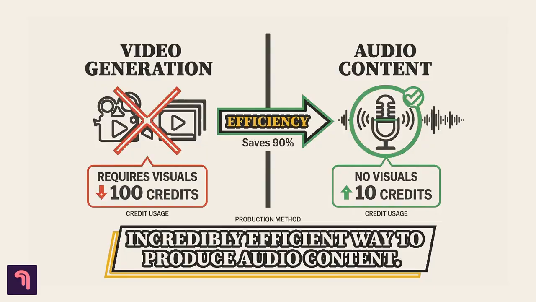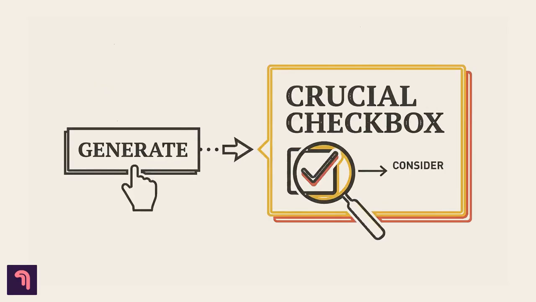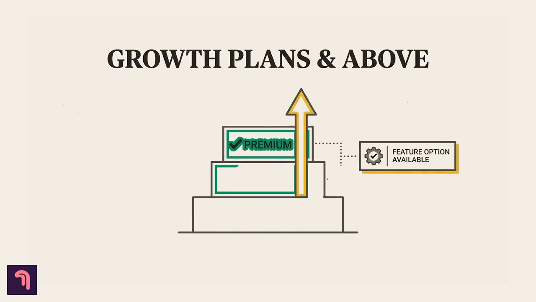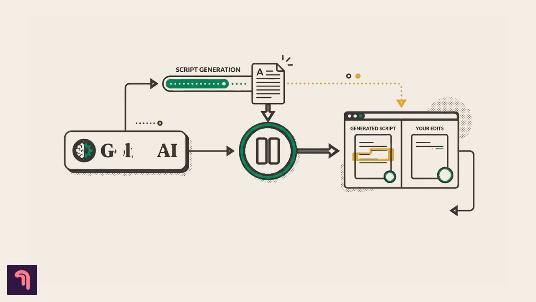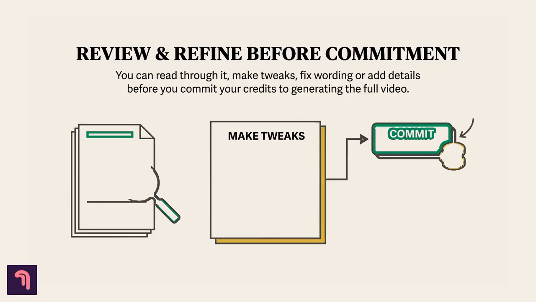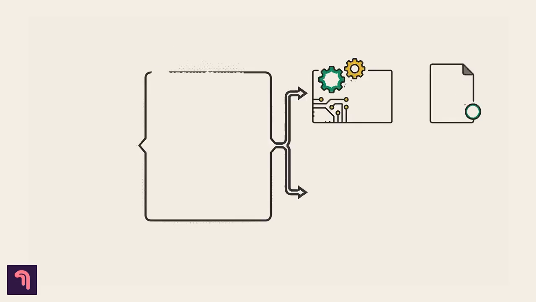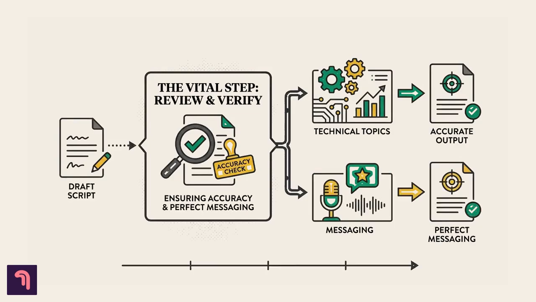to produce audio content. Before you hit the generate button, there's one more crucial checkbox to consider. Edit script before creating video. This is an option on growth plans and above. If you check this, Golpo will generate the script and then pause, presenting it to you for review. You can read through it, make tweaks, fix wording, or add details before you commit your credits to generating the full video. It's a vital step for ensuring accuracy on technical topics or just getting the messaging perfect.